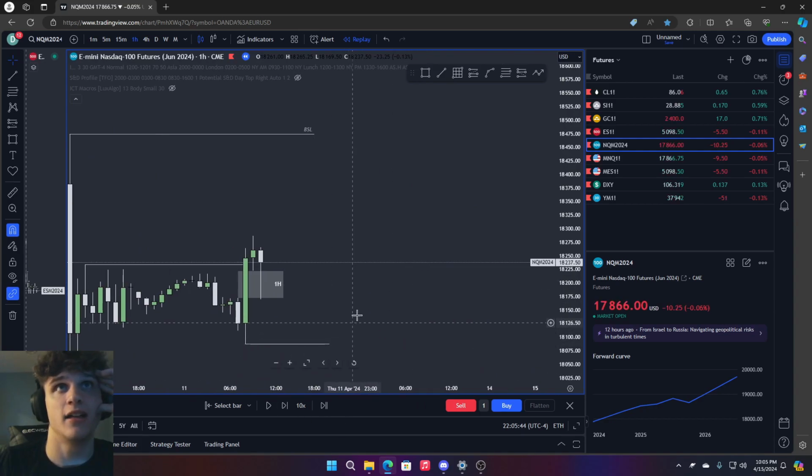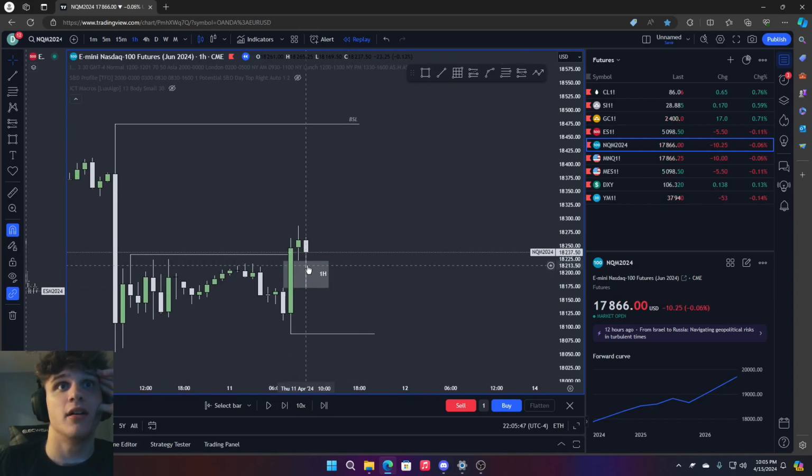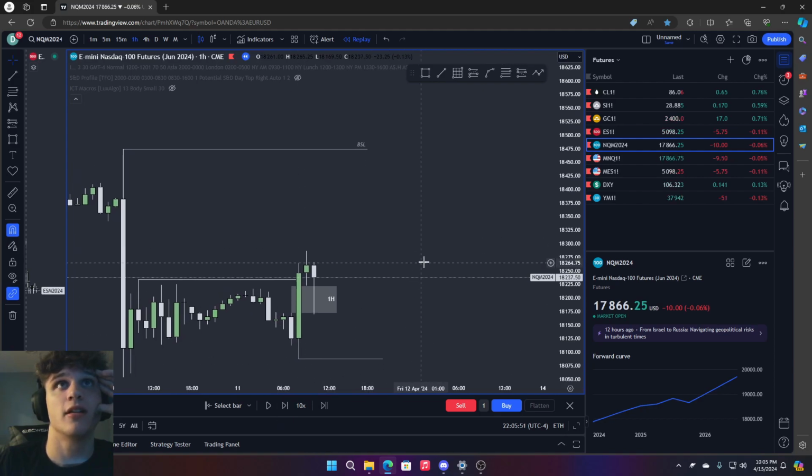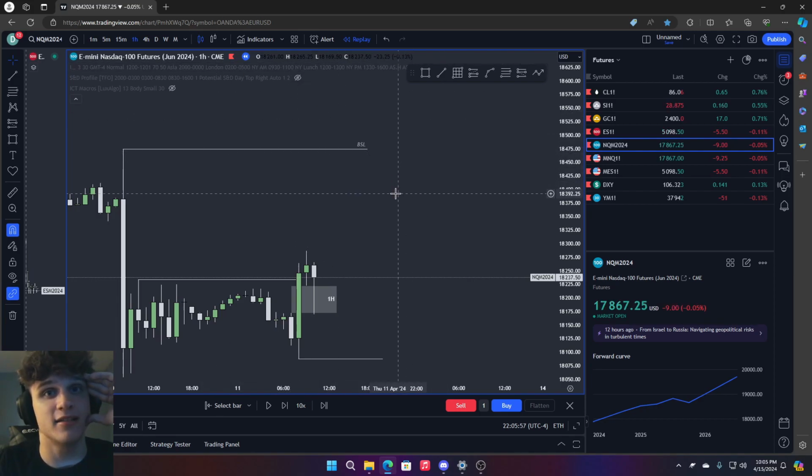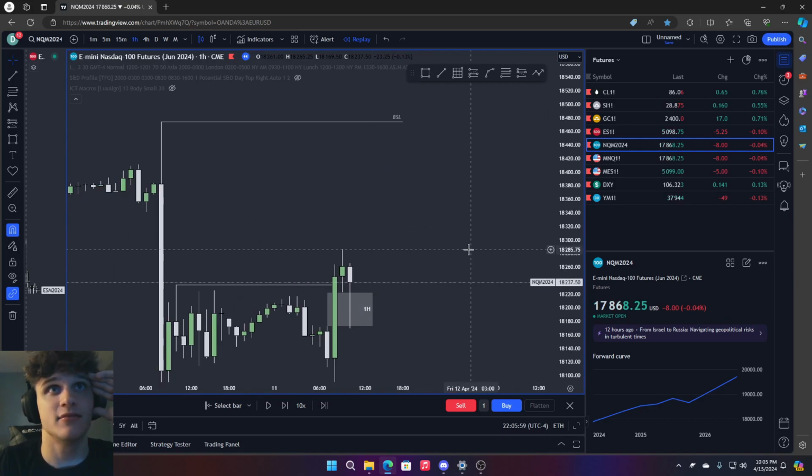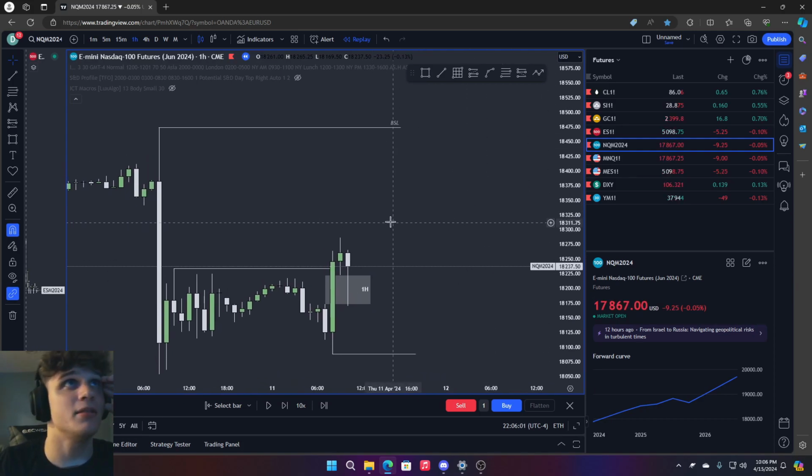So because of that, from 10 a.m. forward until this buy side liquidity is taken, you should be in a bullish bias. Do you guys understand that? I think I put that as simply as I could.